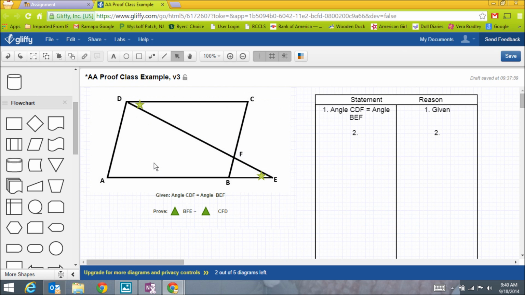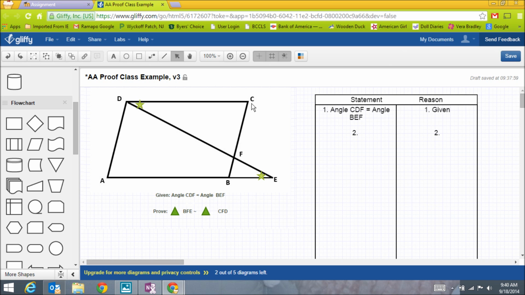Let's look once again at the two triangles that we're trying to prove similar and see if we can find any vertical angles. In our first triangle, we have triangle BFE, and our second triangle is triangle CFD. If we look at line DE and line CB, we see that those two lines intersect at point F, and we are going to have a pair of vertical angles formed.